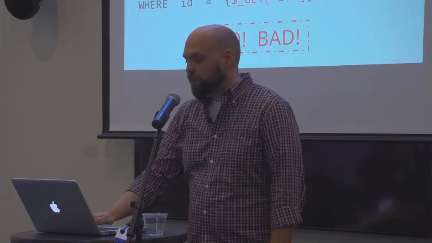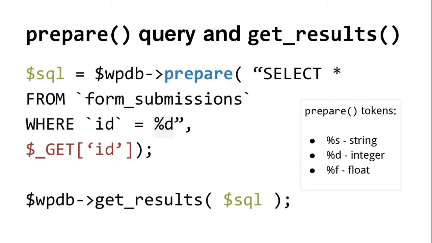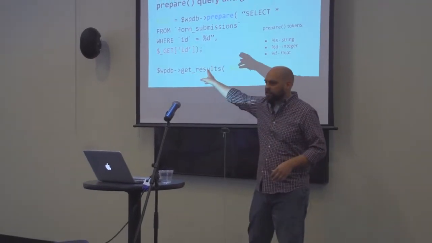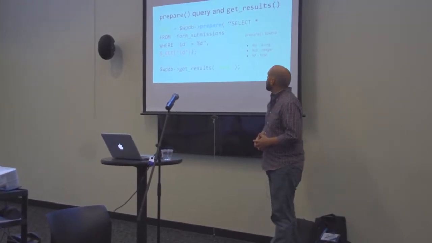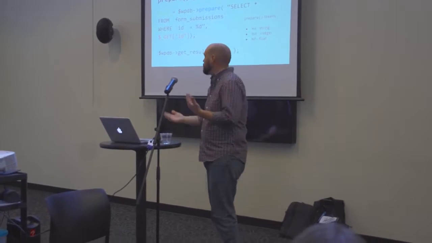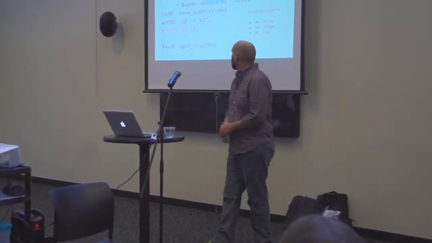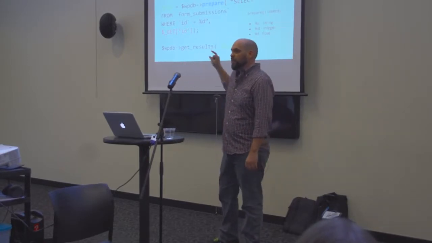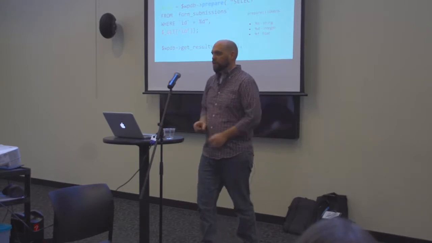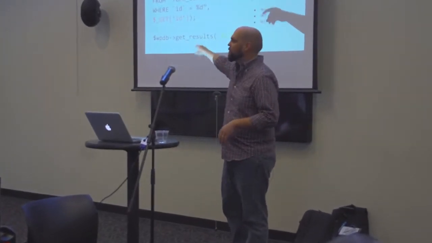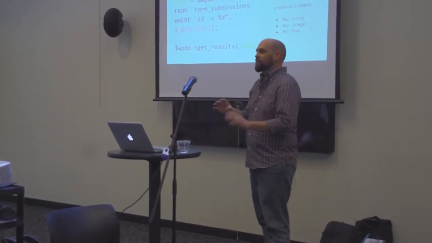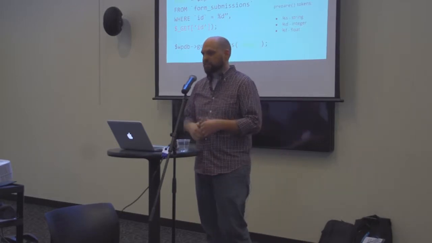We never do this. Instead, we always prepare our statements. So here's the same request. We're going to prepare select everything from form submissions where ID is equal to an integer. This %d is the token to replace a value as an integer. Additionally, we have tokens for a string or for a float, decimal related stuff. So what we've done is we've told the prepare method to take this data, sanitize it, and then put it into the SQL query once it's safe. Then the results of the prepare method return to us as a string. The SQL variable is a string with that sanitized query, and that is what we put in to get results. Now we have safely taken untrusted dynamic data.